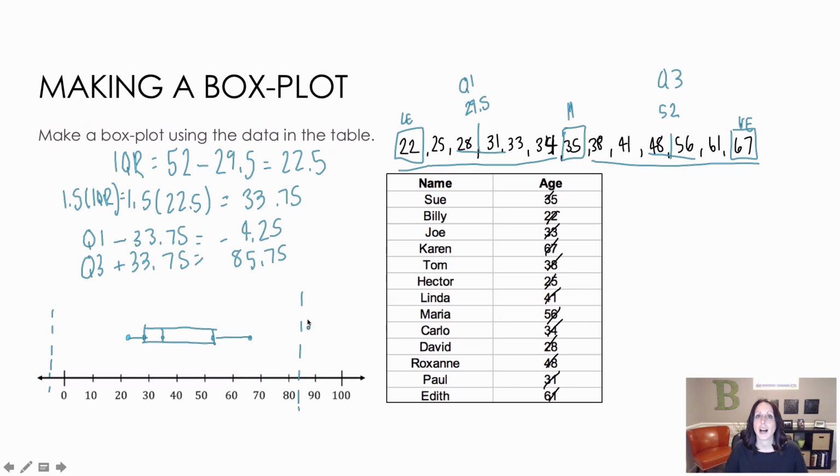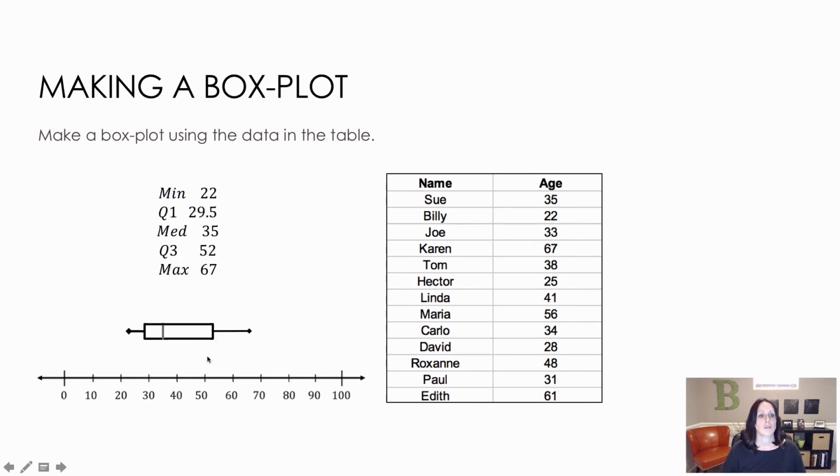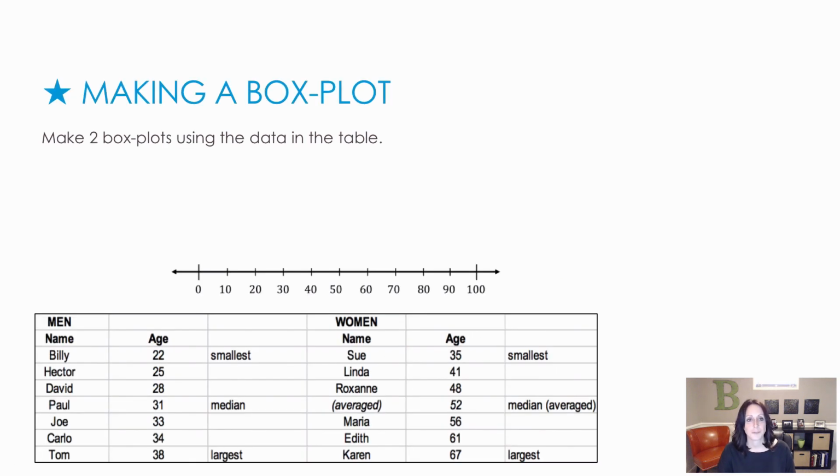Now, if I had a value, a min or a max or any other value that was outside of that line, those would be considered outliers. In this case, I don't. So here are my values, there's my graph, and of course my fence, which I didn't have on there.